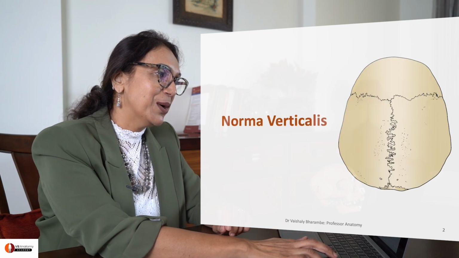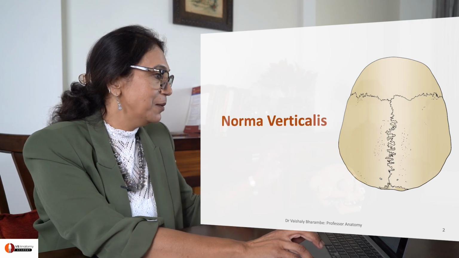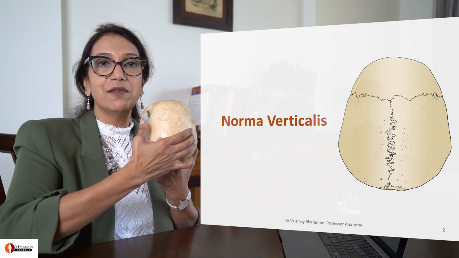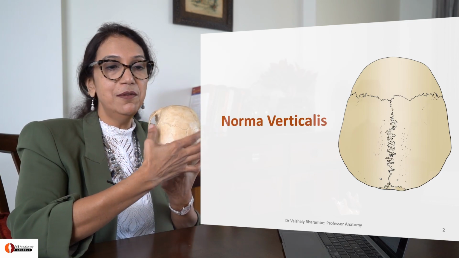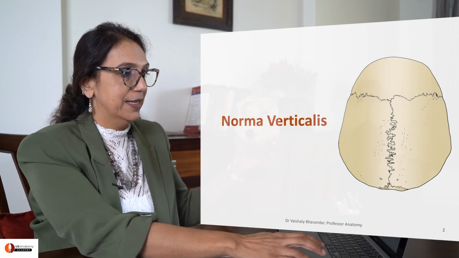Today we are going to talk about the Norma Verticalis. What does it mean? It means the skull as viewed from above. As you view the skull from above, this view is referred to as the Norma Verticalis.